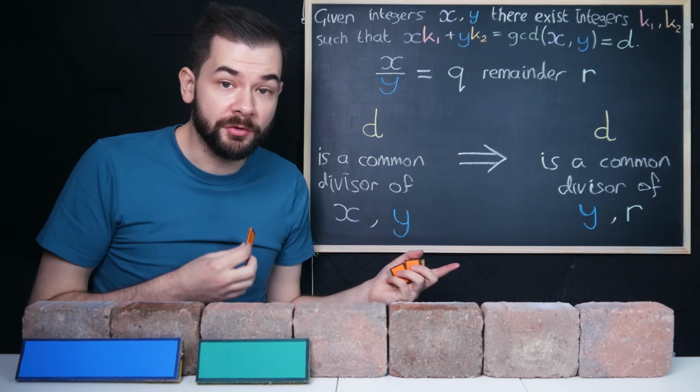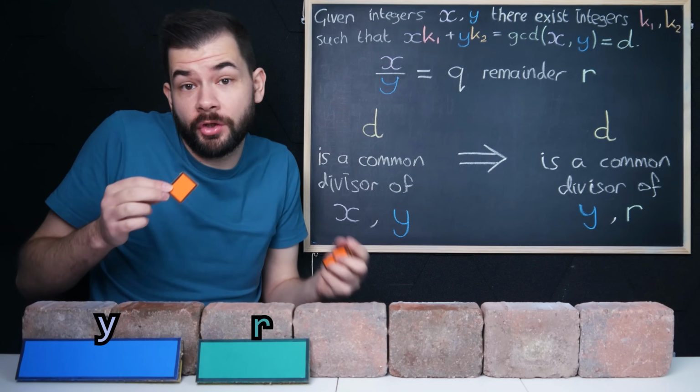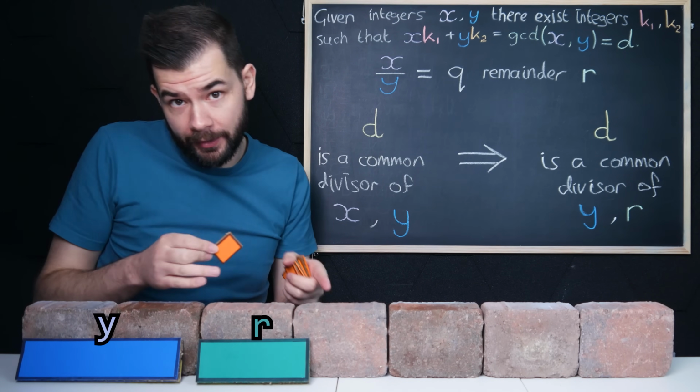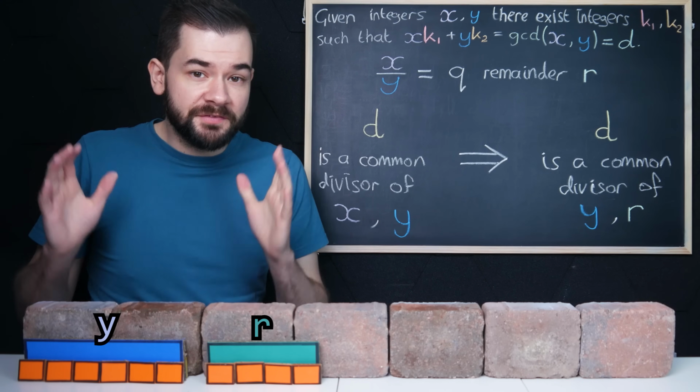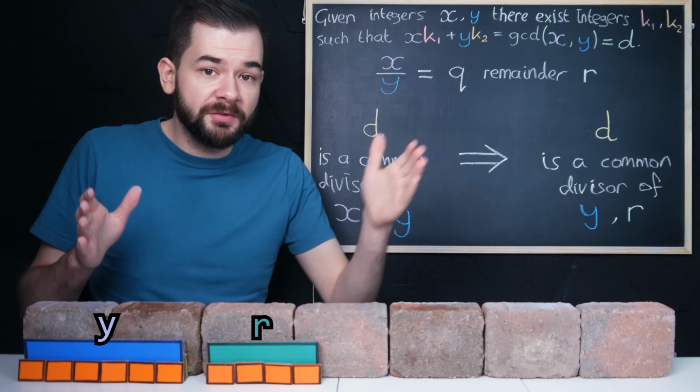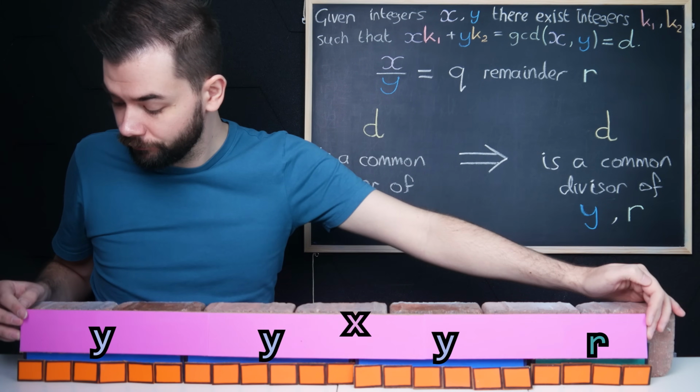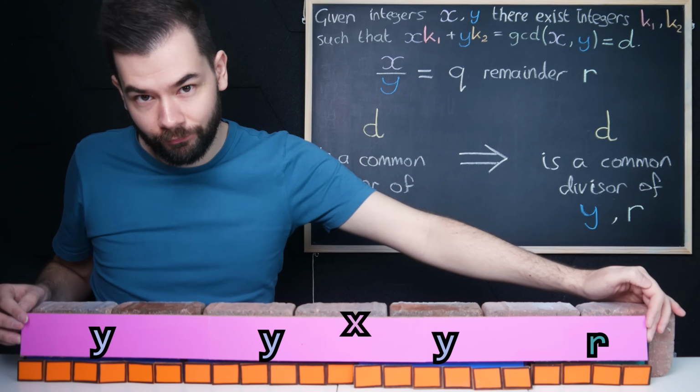Now this goes the other way as well. Let's suppose that we have some common divisor of y and r, so just a number that fits inside y and fits inside r. But because x can be built from multiple copies of y plus r, that means d must also fit inside x.